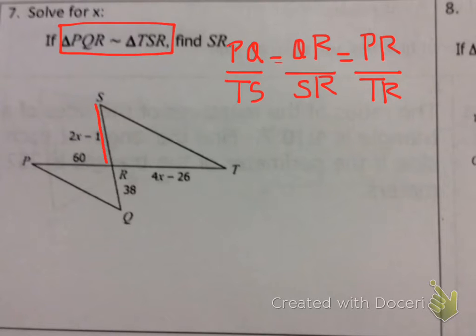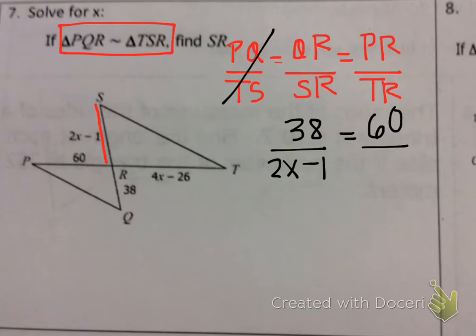So from here, we're just going to look at our picture and plug in the numbers. PQ is the numerator of our first ratio, but there actually is no length for PQ given in the picture, so we could cross this one out. So QR is 38, and SR is 2x minus 1. That's equal to PR, which is 60, and TR, which is 4x minus 26.